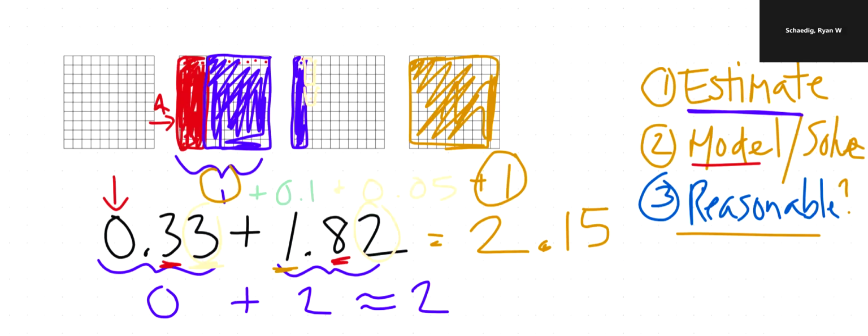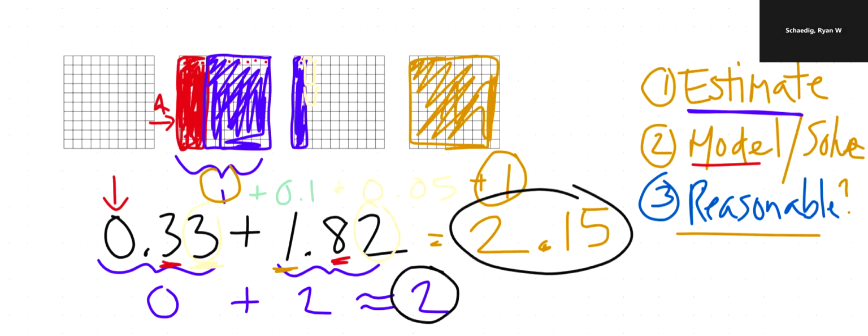And then after you've done that work and solved, just check in. Is my answer reasonable? Like we said here, this looks good. My real answer was 2 and 15 hundredths. My estimation was 2. That is super reasonable. That is not even that far off. If we're talking about money, that's 15 cents off, which is pretty close. So that's that. That's it.